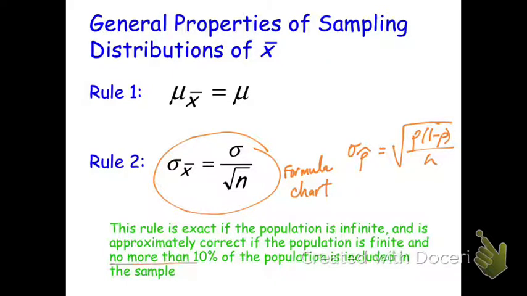The less than 10% of the population is still a rule.